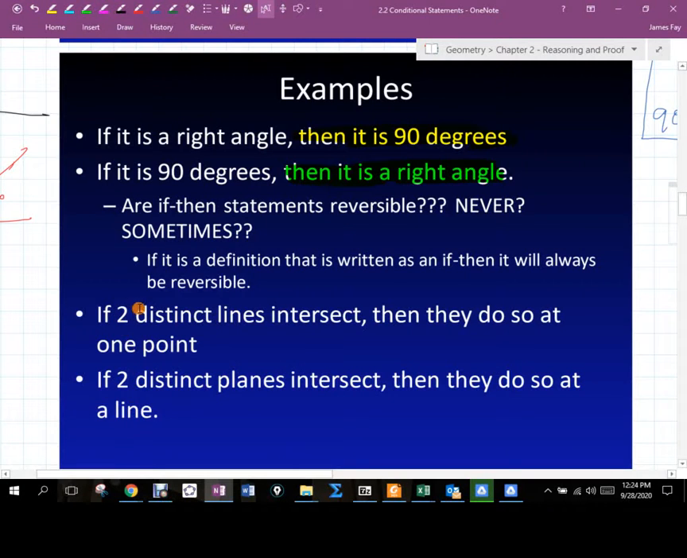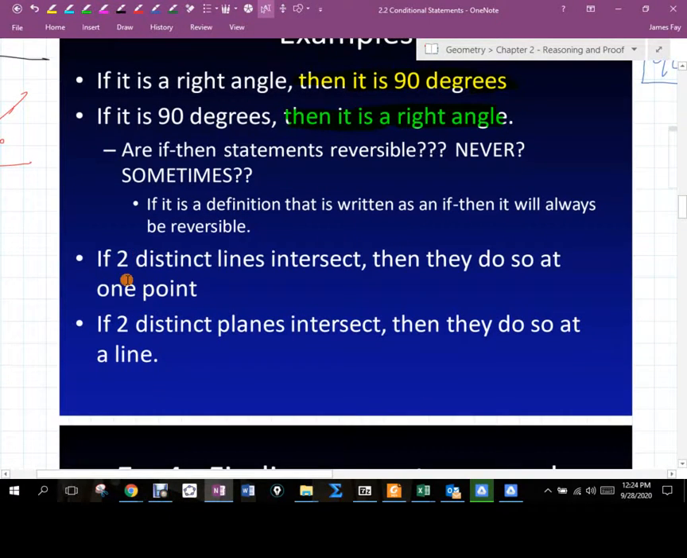If two distinct lines intersect, then they do so at one point, okay? That is an if-then statement that we've talked about. That was one of our postulates, right? If two distinct lines intersect, so the picture I should be thinking about is two lines that are different intersecting. If that's happening, what is the conclusion? What do I get when that happens? I get the idea that they do it at one point.